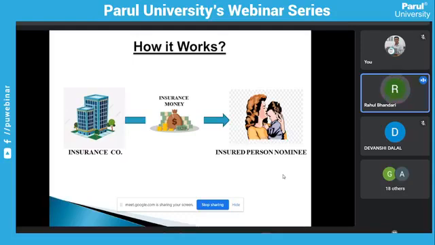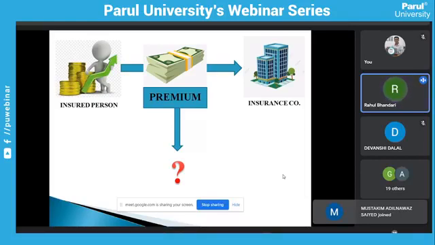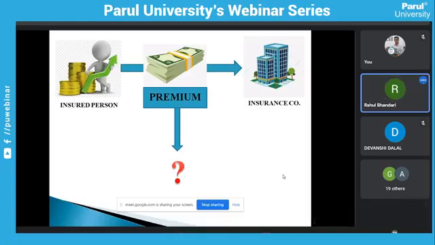Okay, so the insurance company basically charges a premium from an individual, so that they provide a guarantee that the family's finances are secure when the person is not alive. So an insured person actually pays premiums to the insurance company. Now the question is, what is a premium?